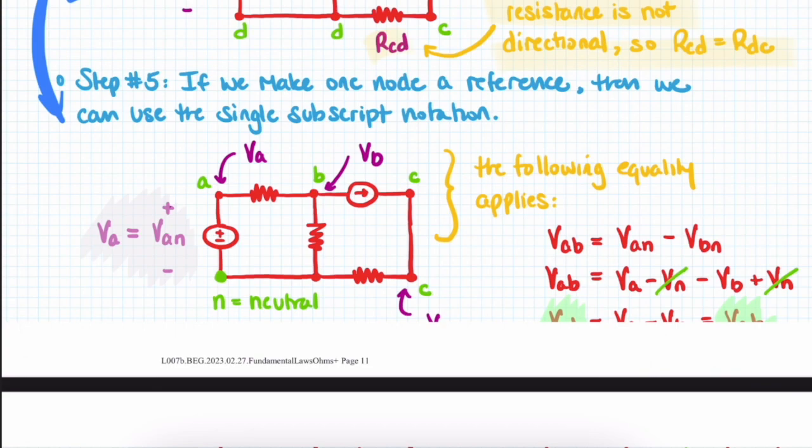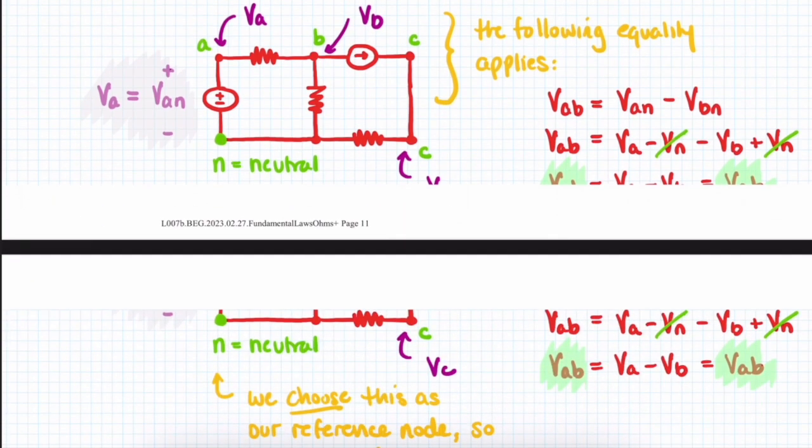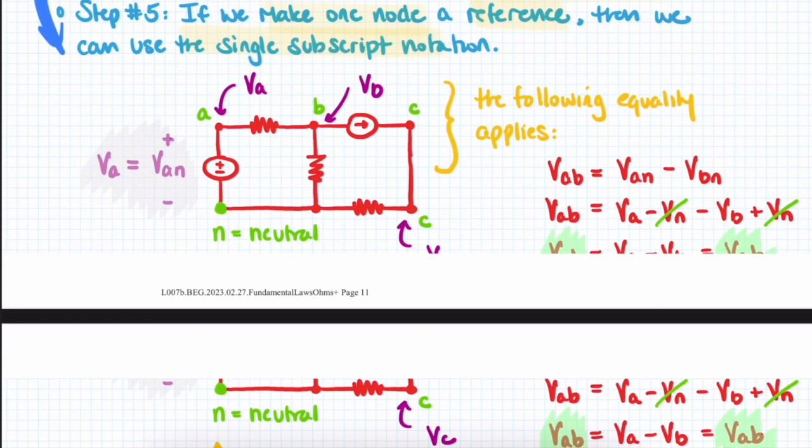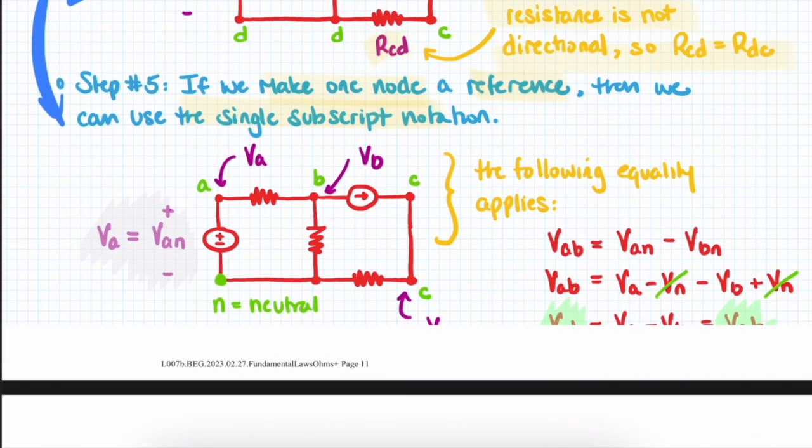If we make one node in our circuit the reference voltage, then we can use single subscript notation. Now, let's be careful. There's a difference between the reference direction and the reference voltage. The reference voltage is similar to what we often call the ground or the neutral. So what we're saying here is that if we declare this node as the neutral, as our reference voltage, that is what we assume to be 0 volts.